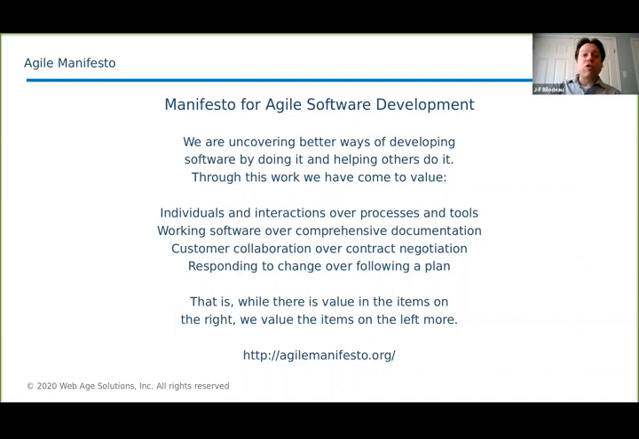I use those tools and processes to maximize individuals and interaction. Customer collaboration over contract negotiation. Sure, contracts are useful, but at the end of the day, what will ensure repeat business, what will ensure customer satisfaction is where I work with the client as opposed to through a contract. Responding to change over following a plan. Those long-term glorious plans that we might spend weeks, months designing for a large software project are most likely going to go out the door the moment we get started.